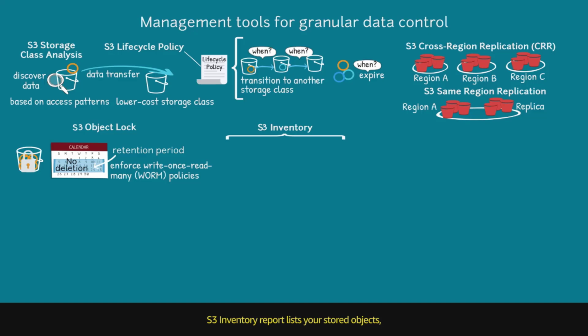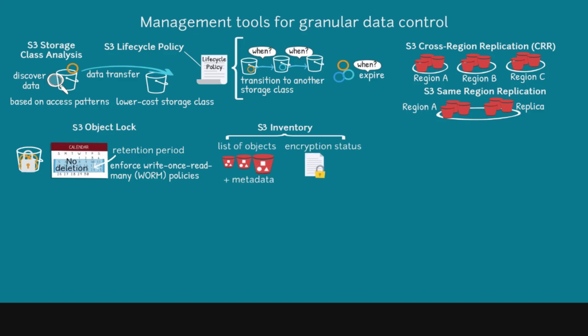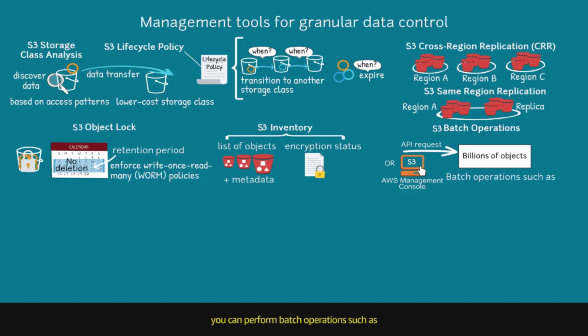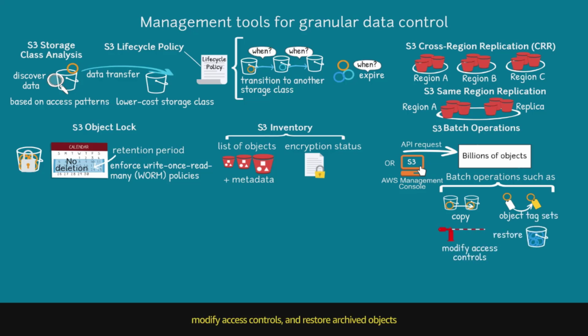S3 Inventory Report lists your stored objects, their metadata, and encryption status. You can also use S3 Batch Operations to change object properties and perform storage management tasks for billions of objects. With S3 Batch Operations and a single S3 API request, or a few clicks in the Amazon S3 Management Console, you can perform batch operations such as copy objects between buckets, replace object tag sets, modify access controls, and restore archived objects from Amazon S3 Glacier.